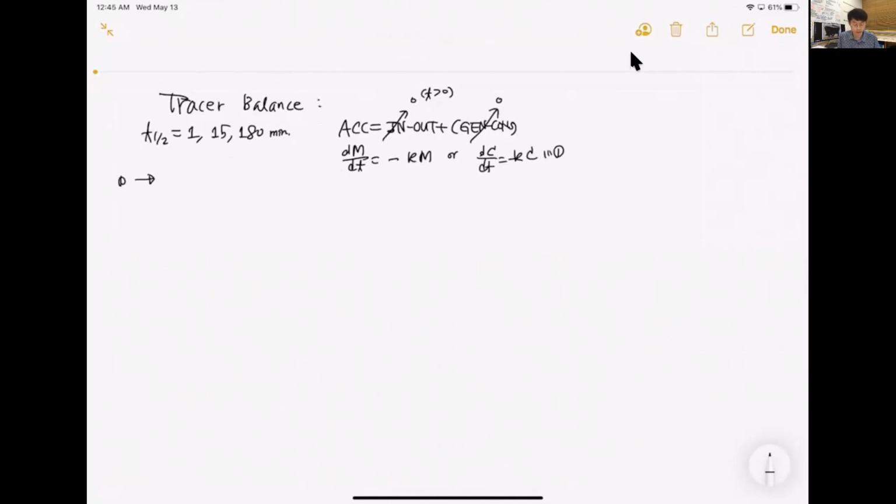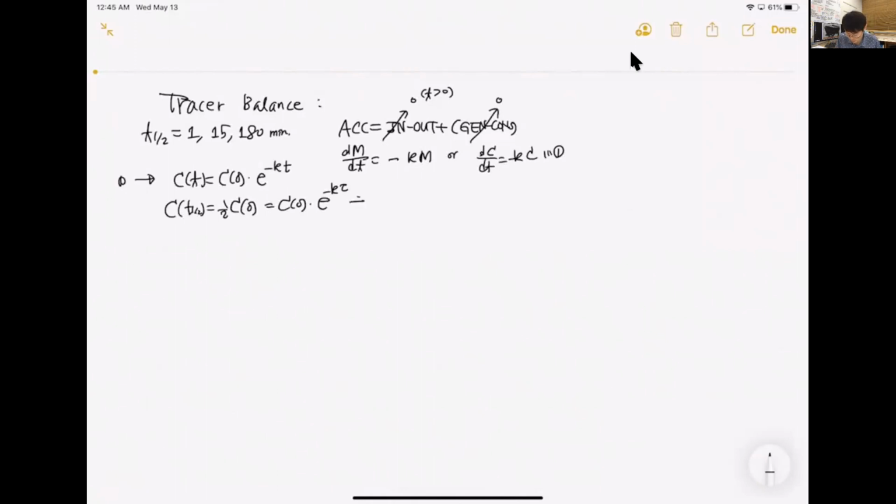Then we can solve this problem because the exponential function's differentiation gives itself. So the answer is C of T will become C0 times e to the minus KT. Based on the half-life definition, C at the half-life becomes 1/2 C0, which is C0 times e to the minus K tau.